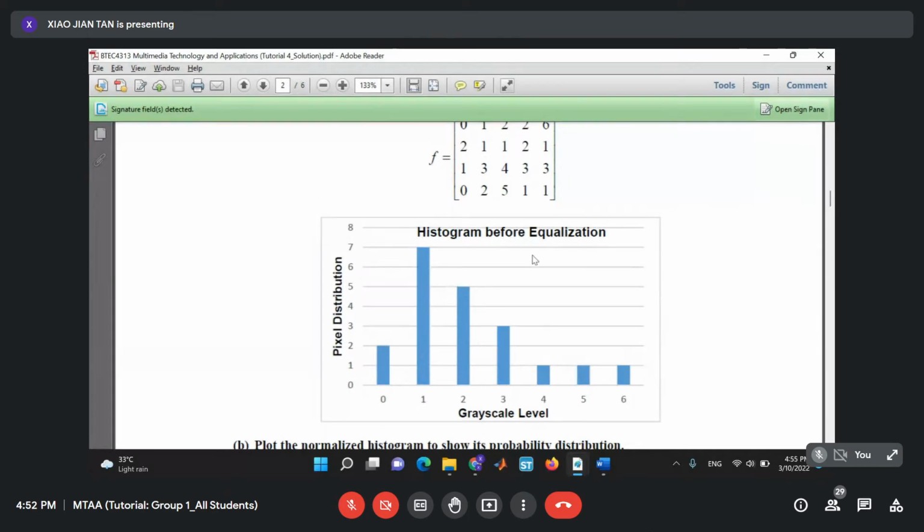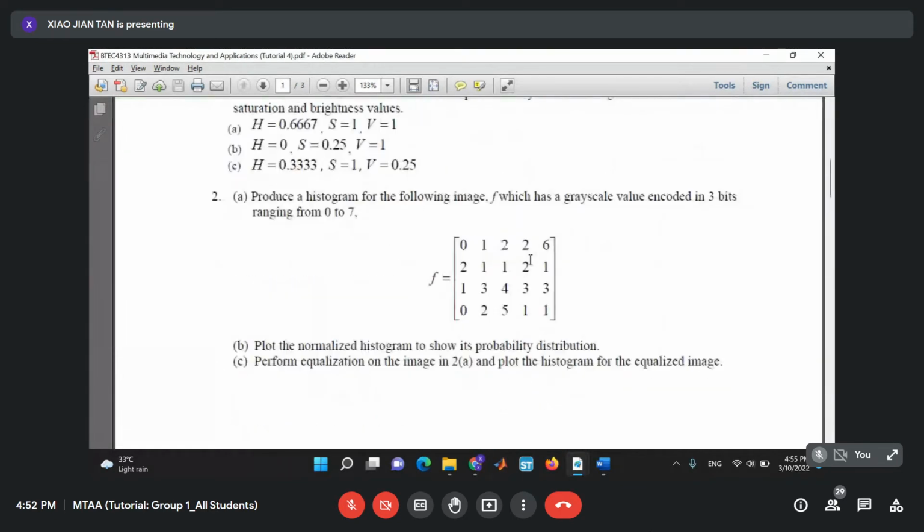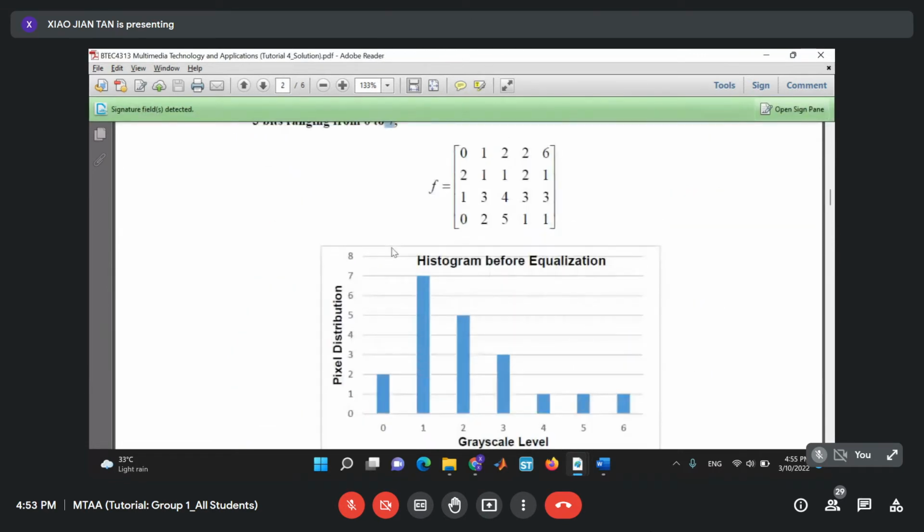Okay, let me check the question. This is the question. A, produce a histogram for the following image. So first of all, you need to produce a histogram, which is a bar histogram, for F with grayscale encoded in 3 bits, 0 to 7. In A, we need to plot the histogram, and plotting the histogram is very easy. First, you need to calculate how many 0s, how many 1s, how many 2s, 3, 4, 5 until 6, because the max available here is 6 only.